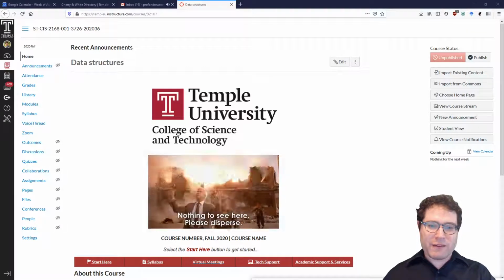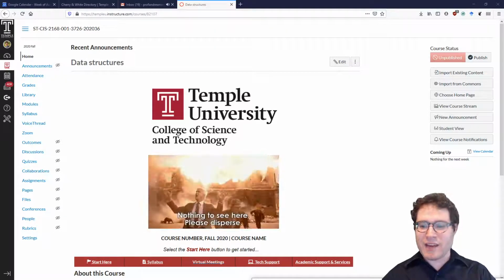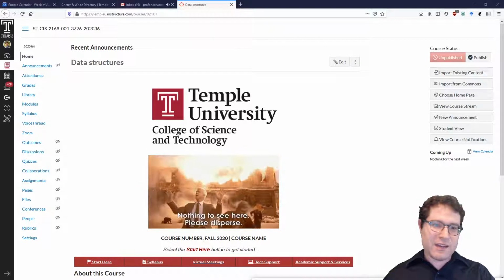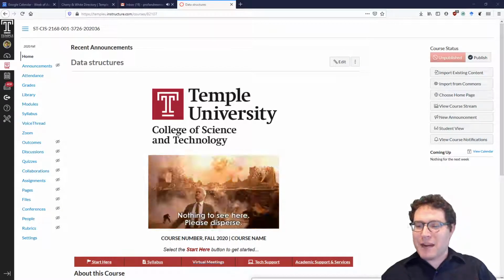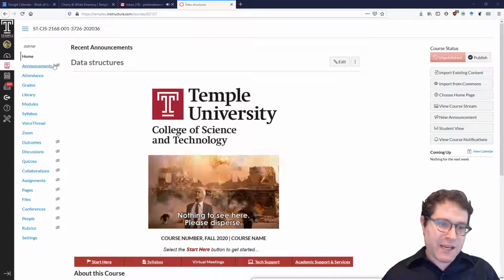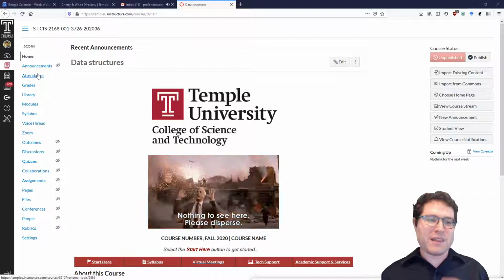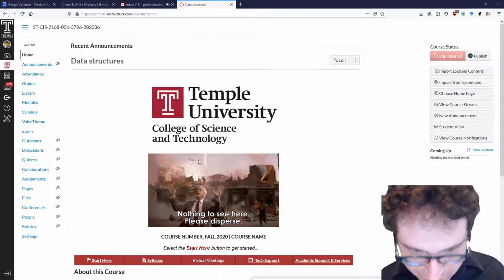So what is 2168? 2168 is data structures, and it is where we finally get to really break down how data is organized in a computer. Not in the ones and zeros, but in the more abstract way.